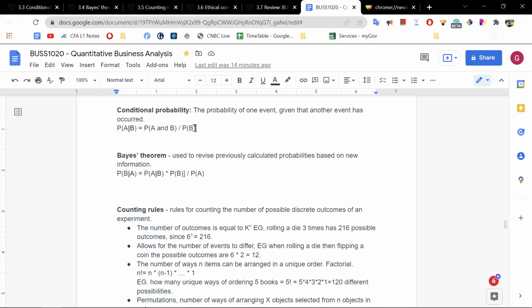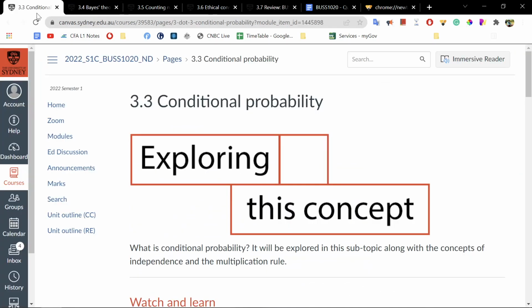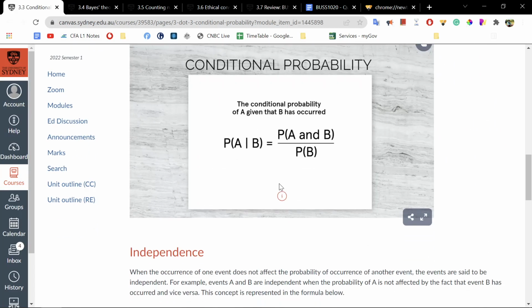So the conditional probability of events A and B happening will be the intersection divided by the event that is given or has already occurred. Now, Bayes' theorem is used to revise previously calculated probabilities based on new information, and this is the Bayes' theorem. The probability of B given A is equal to the probability of A given B multiplied by the probability of B divided by the probability of A. Okay, so conditional probabilities: the probability of A given B is equal to their intersection, A and B's intersection, divided by the probability of B, which has occurred.